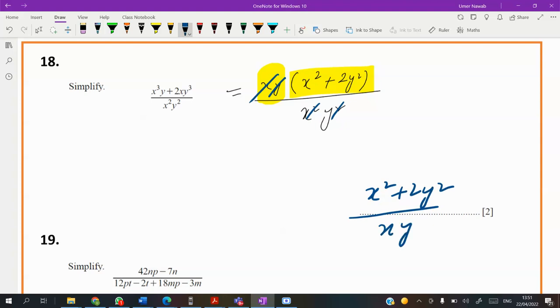You have to take something common in the numerator, then you can divide it with the denominator things, because in the numerator we have two terms, in the denominator we have a single term. Two terms cannot be divided by a single term unless you take something common from the numerator, and then you can divide it.